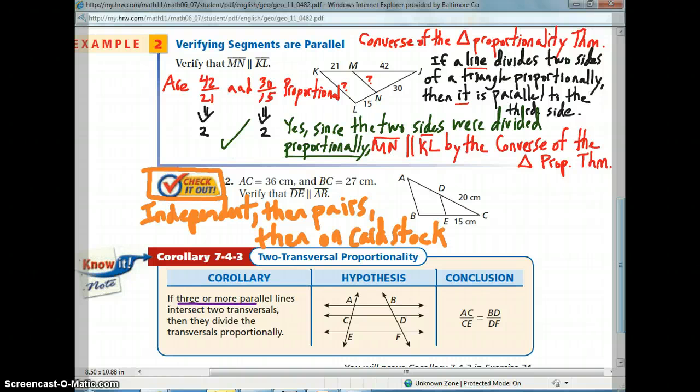Let's first make sure we understand the hypothesis here. We have 3 or more parallel lines. I see 3 parallel lines there. Okay. 2 transversals. Alright, that's correct. And so we are going to copy this down, and you can see here that if you take AC over CE, that is equal to BD over DF, and that's right there. That's the conclusion.